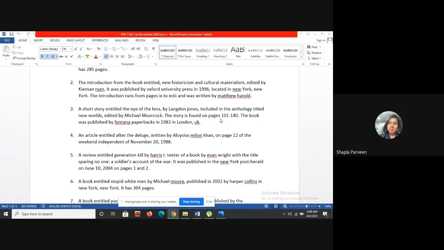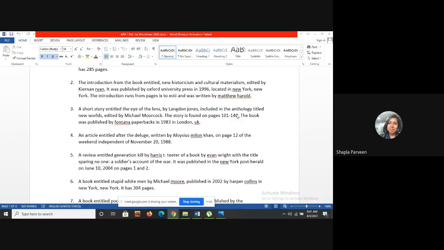And in this type of book, you will have an author's name based on whatever chapter or article it is. And you'll also have an editor as well. So a compilation of work always has an editor. They edit the book. So the author's name will be there and the editor's name will be there as well. The author's name of the short story is Langdon Jones. The editor's name is Michael Moorcock. Of course, there can be more than one editor, but here there's only a single editor. Okay, and for this type of work, the page range is given as well.